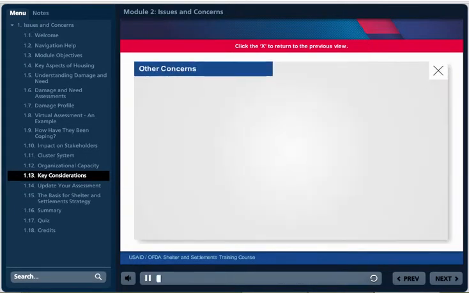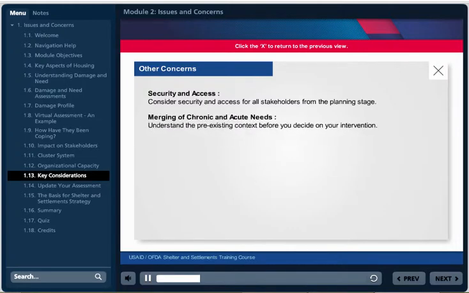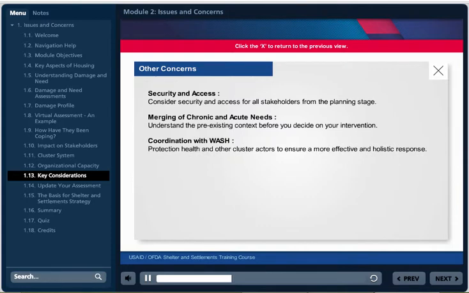Other concerns include security and access. Consider security and access for all stakeholders from the planning stage. Merging of chronic and acute needs: understand the pre-existing context before you decide on your intervention. Coordination with WASH, protection, health, and other cluster actors to ensure a more effective and holistic response.